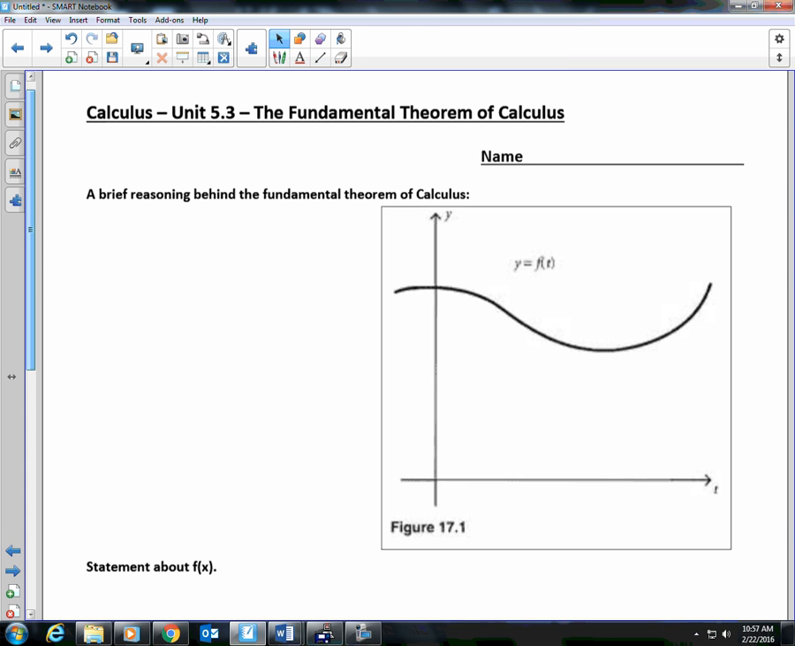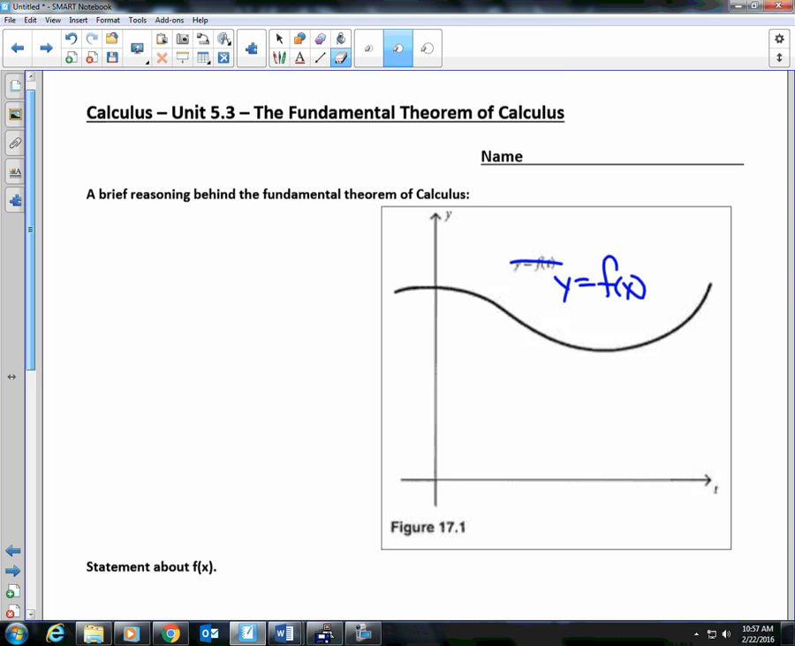So anyway, fundamental theorem of calculus is a little bit different. It comes in 2 parts. We're actually going to do part 2 today and part 1 tomorrow. I know that seems backwards, but that's the way I roll. So here we go. We're going to call this the function y equals f of x. I don't like the f of t.